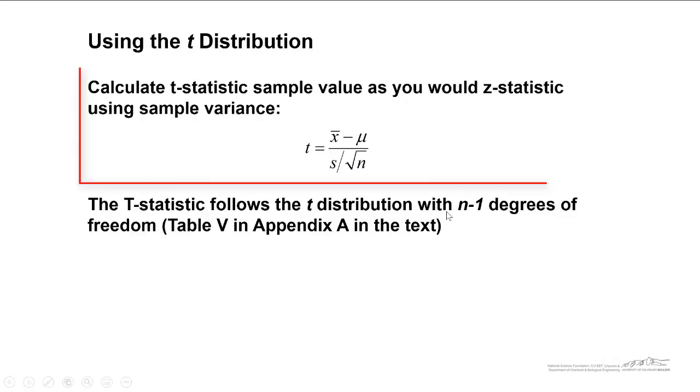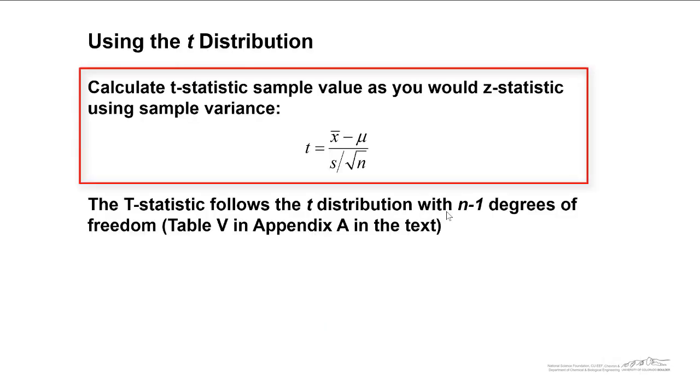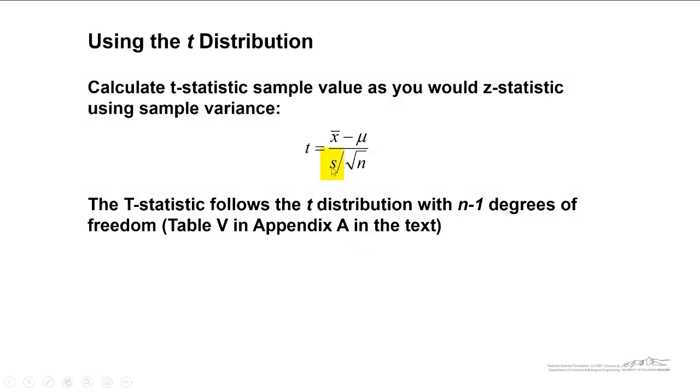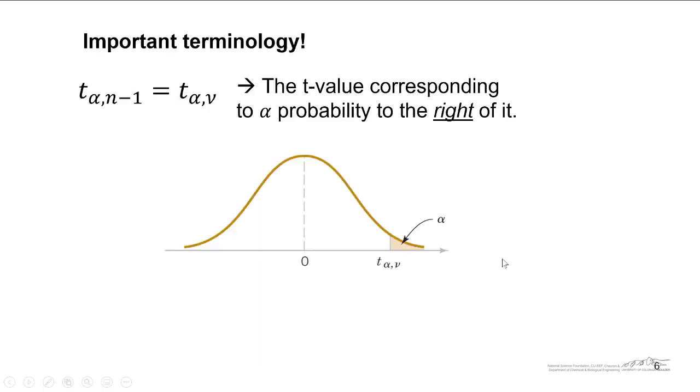We can calculate the t-statistic just as you would a z-statistic. Instead of population standard deviation, we use the sample standard deviation, S. The t-statistic follows the t-distribution, as I just showed, with n minus 1 degrees of freedom. This is Table 5 in Appendix A in the text.